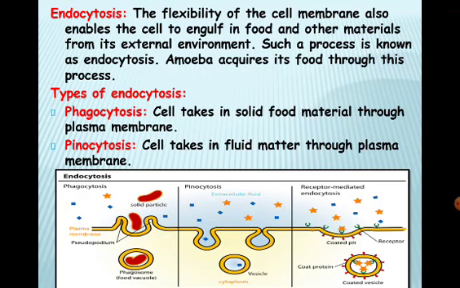Okay, as you can see in this diagram, the pale yellow line is showing the plasma membrane. Okay, and that plasma membrane is engulfing the solid food particle in a food vacuole. Okay, in the second diagram liquid is engulfed by the cell membrane. Okay, so this is the process of endocytosis.